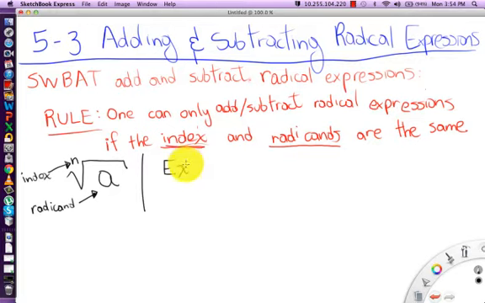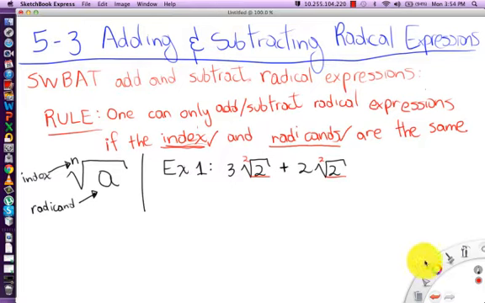So let's take a look at an example. Let's call it example 1. Let's say that I have 3 square root of 2 plus 2 square root of 2. So first of all, I'm going to take a look at my rule. I want the index and the radicands to match. Otherwise, I cannot add them. So in this case, the index is 2 and the index is 2. So the index matches. And the radicand is 2 and is 2 as well. So the radicands match. That means that I can go ahead and add them.